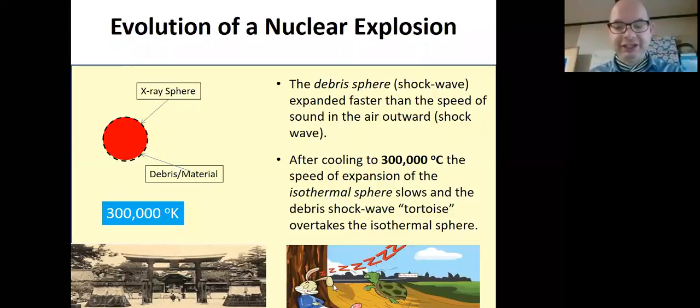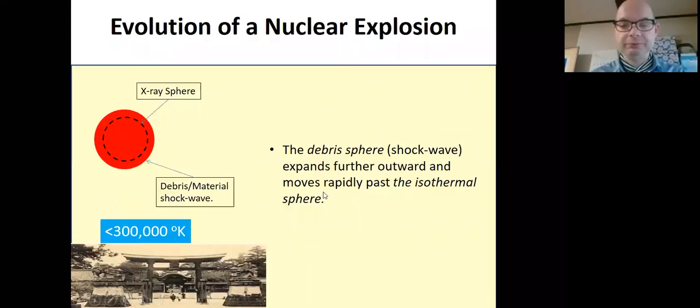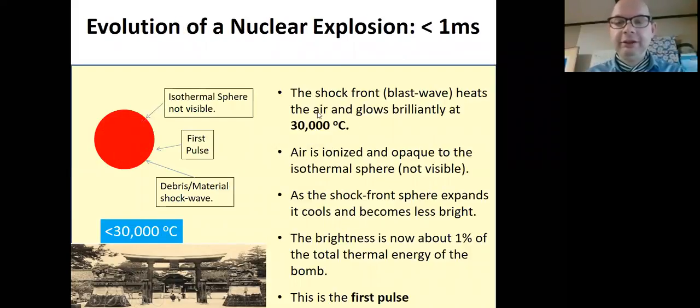So that's this picture here where you have the tortoise overtaking the sleeping hare. And this is what happens here. The debris sphere starts overtaking the X-ray sphere, which is starting to cool and slow down. The debris sphere expands further outward and moves rapidly past the isothermal sphere. And the blast wave, the air starts to glow.